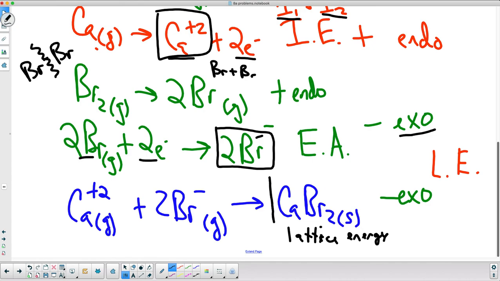What we end up with is something that is lower in energy than what we started with, which means that overall, even though we had multiple smaller steps where we had to put energy in, overall energy is given off in this reaction, and that's why the reaction works. That's a really long explanation with a whole bunch of steps for a pretty simple synthesis reaction: calcium plus bromine gives us calcium bromide. Thank you.